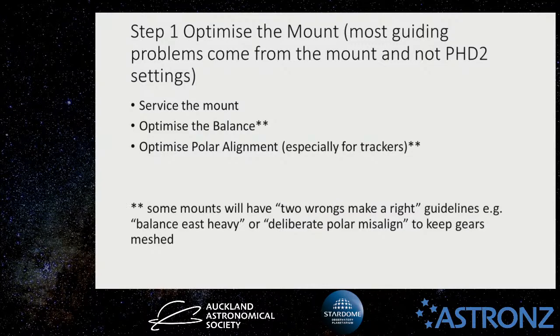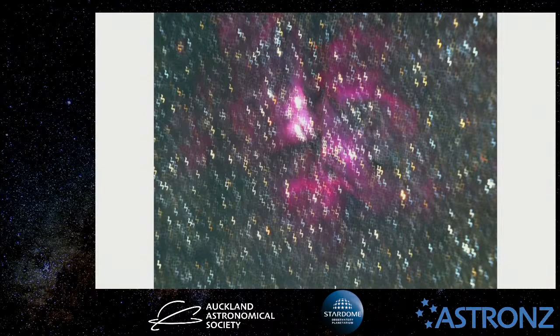Service the mount is pretty important. The Astronomical Society has a ZEQ 25 mount that you can borrow and learn on, and that's the first mount I played with. And when I first used it and didn't do any guiding, I got these zigzag stars. And then Steve opened up the mount and serviced the motors and closed it up again, and those zigzags disappeared.